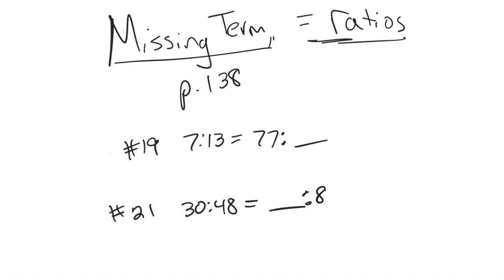All right, now we're going to take a look at the missing term problems. It's numbers 16 to 23 on page 138. And basically this is like equivalent fractions, same idea.